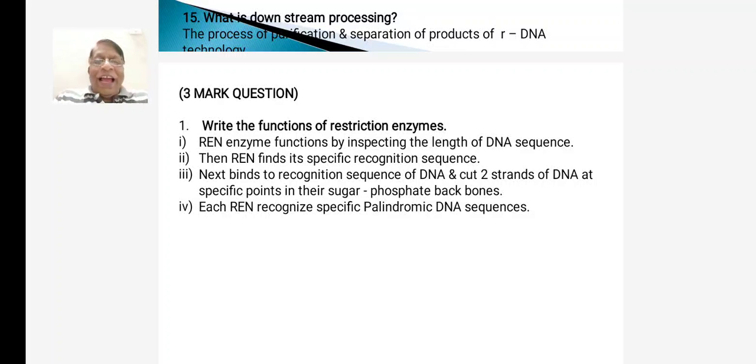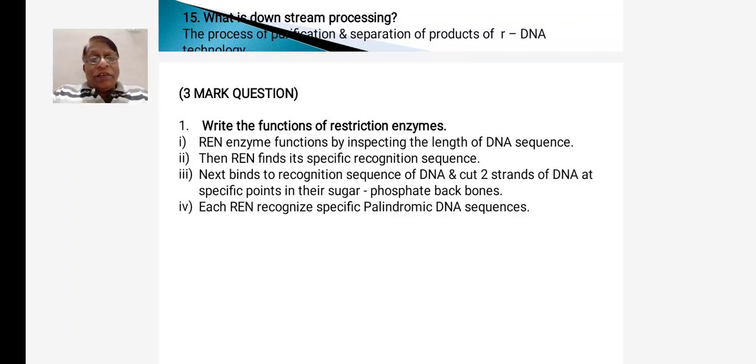Then the enzyme binds to the recognition sequence of DNA and cuts the two strands of DNA at specific points. That is why it is called molecular scissors, where it cuts in the sugar phosphate backbone.